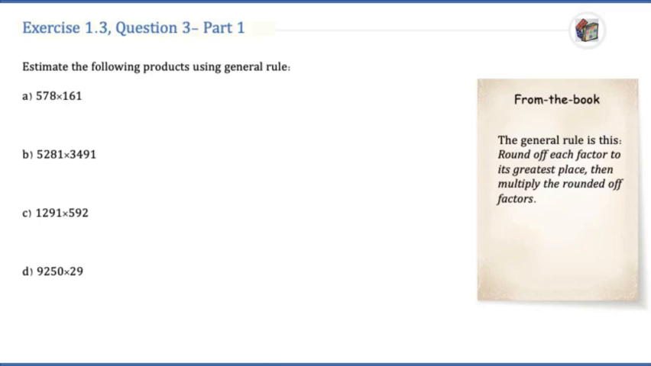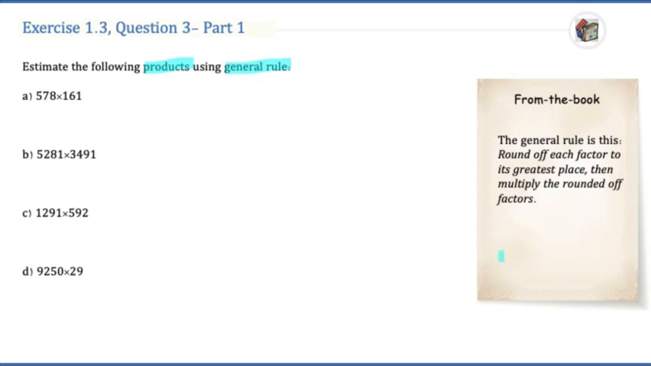Exercise 1.3, question 3, part 1. This question has two parts and my slide will have one part on one screen. Now the question says in part 1, estimate the following products. Products is when you multiply using the general rule. Now you have to know what the general rule is.